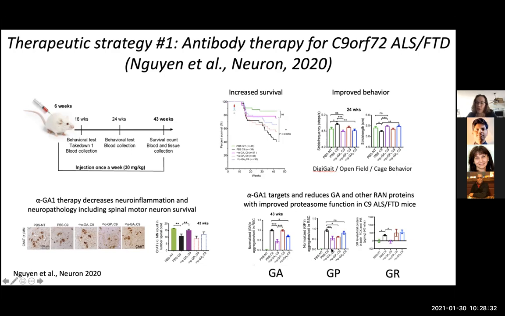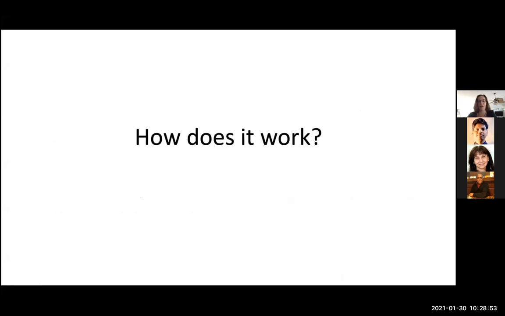And the GA1 antibody also reduced the GP levels and the GR levels. So we had this collateral benefit of targeting GA: for some reason, it decreased the levels of GP and GR as well. So we wanted to know, how does that work?